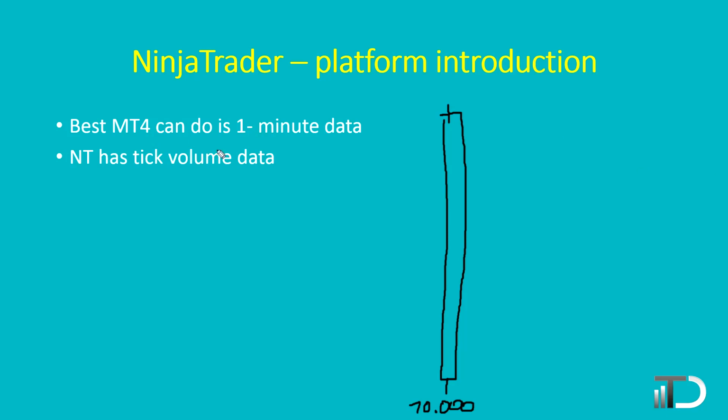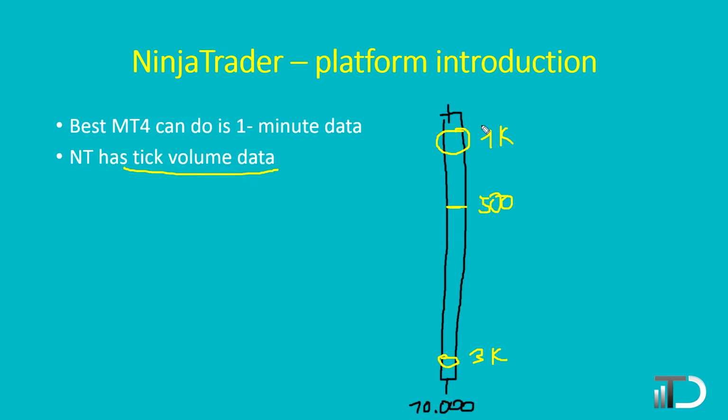That's the problem with 1 minute data. The advantage of NinjaTrader is that it gives you the tick volume data, which means that every tick the price does, you get the volume information. So for example, in this case, you would know that at this place 1000 lots got traded. At this place there were 500. In this case there were 3000.